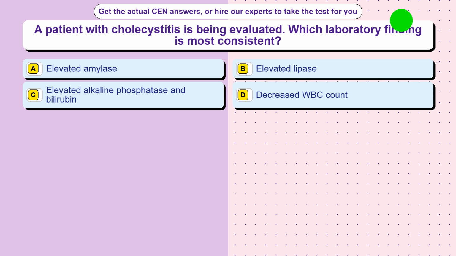Question 9. A patient with cholecystitis is being evaluated. Which laboratory finding is most consistent? Option A. Elevated amylase. Option B. Elevated lipase. Option C. Elevated alkaline phosphatase and bilirubin. Option D. Decreased WBC count.